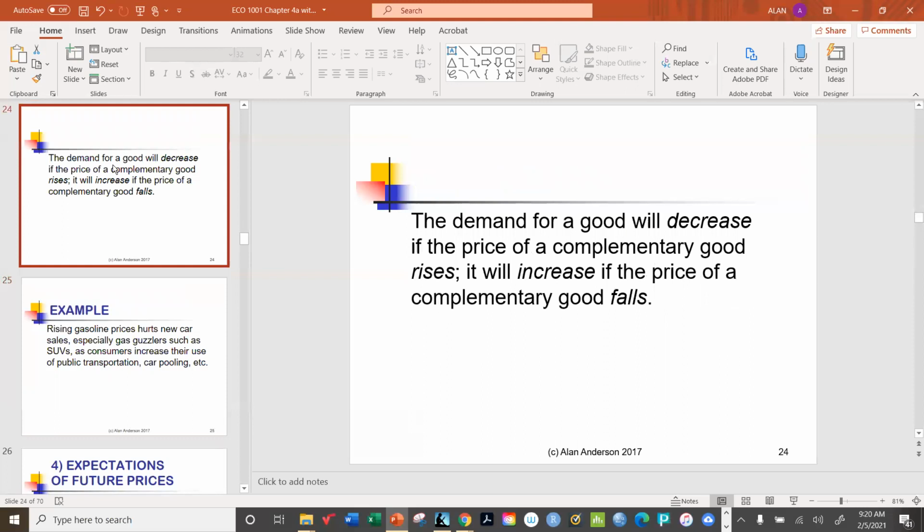Okay, so just to summarize, the demand for a good will decrease if the price of a complementary good goes up, and vice versa.